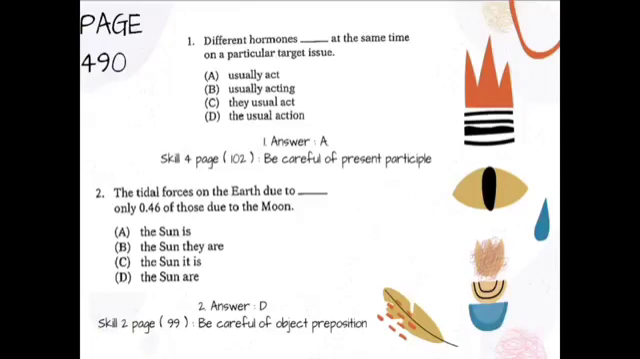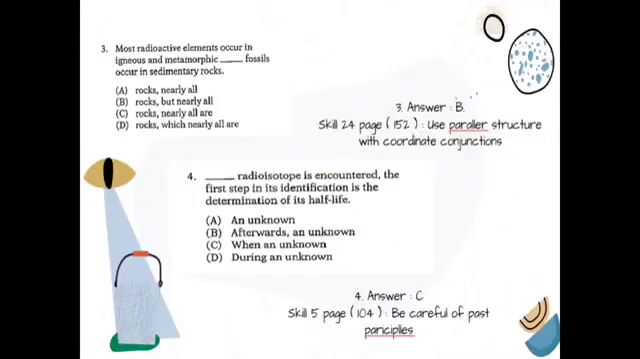The answer is A. Using skill 4, be careful of present participle. The answer is D. Using skill 2, be careful of object preposition. A preposition is followed by a noun or pronoun, because it needs an object. The answer is B. Using skill 24, use parallel structure with coordinate conjunction, because after the conjunction it is followed by an adjective.